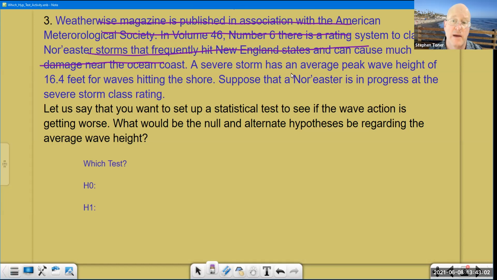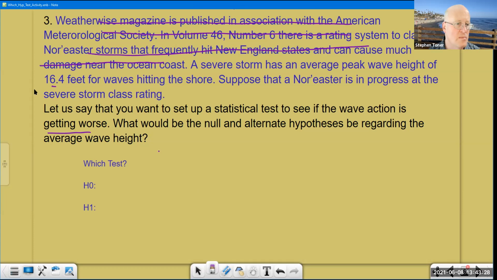A severe storm has an average peak wave height of 16.4 feet for waves hitting the shore. Suppose that a nor'easter is in progress at this severe class rating. Let's say you want to set up a test to see if the wave action is getting worse. What would the null and alternate hypothesis be regarding the wave height?